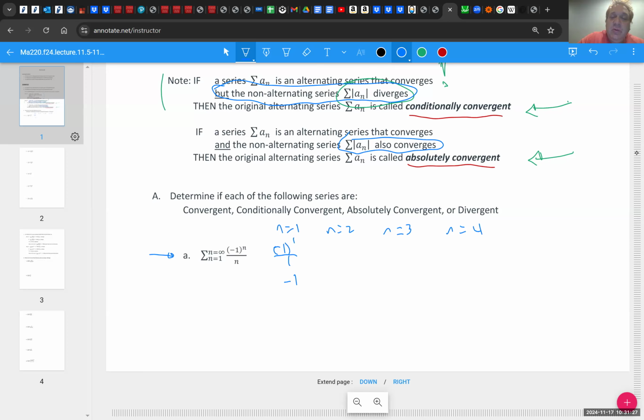For n equals 2, we get (-1)^2 over 2. (-1)^2 is +1, so we get 1 over 2. And here we're getting (-1)^3 over 3. (-1)^3 is -1, so we get -1 over 3. And you might already see the pattern. (-1)^4 is going to be +1 over 4. So the terms in this sequence that we're really adding up are -1, +1/2, -1/3, +1/4. This is an alternating series.